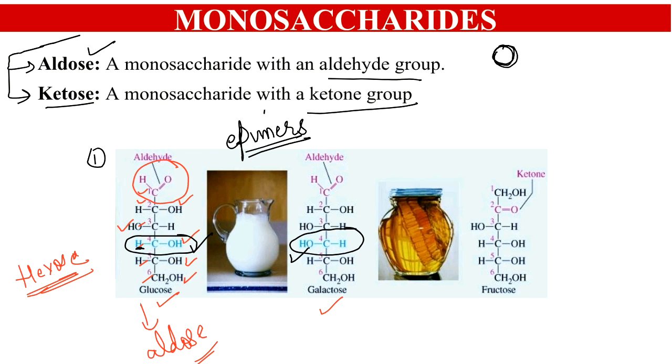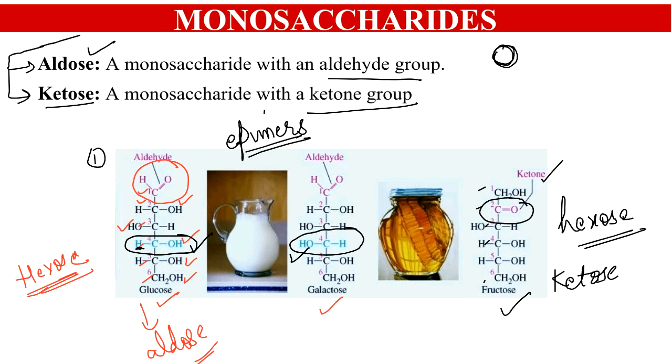Okay, now coming on to the next example, that is fructose. If you look at the structure of fructose, you will find that this is again a hexose. Hexose means a 6 carbon atom containing monosaccharide: 1, 2, 3, 4, 5, 6. But the difference is that in fructose, at carbon number 2, there is a ketone group present. There is no aldehyde group present, so we won't call it an aldose. We will rather call it a ketose. So fructose is a ketose. Glucose and galactose are aldose monosaccharides, whereas fructose is a ketose monosaccharide. This we have to memorize.